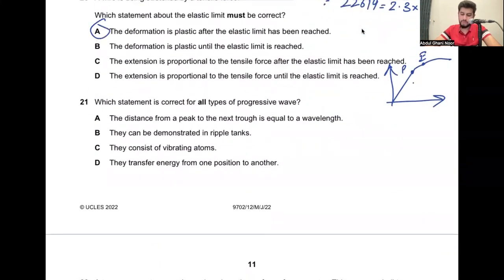21 says, which statement is correct for all types of progressive waves? The distance from a peak to the next trough is equal to one wavelength. So peak to trough is half a wavelength, not one wavelength. They can be demonstrated in ripple tanks. Only water waves can be demonstrated in ripple tanks, not electromagnetic waves, which are also progressive waves. They consist of vibrating atoms. No. Electromagnetic waves are basically electric fields and magnetic fields that are oscillating. They don't have atoms. They transfer energy from one position to another. Yes, that is the definition of progressive. They transfer energy.